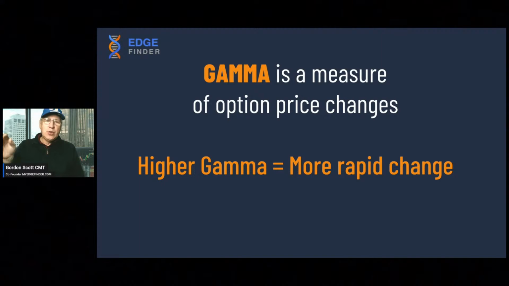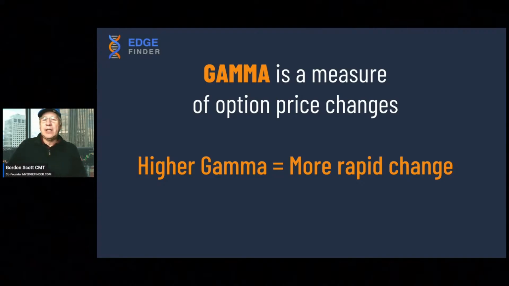Gamma is one of the variables that measures the acceleration. Some of the variables measure how quickly prices will change, how sensitive they are based on things like interest rates, volatility, or whatever. Gamma is how quickly will the price sensitivity accelerate? How quickly will it change?